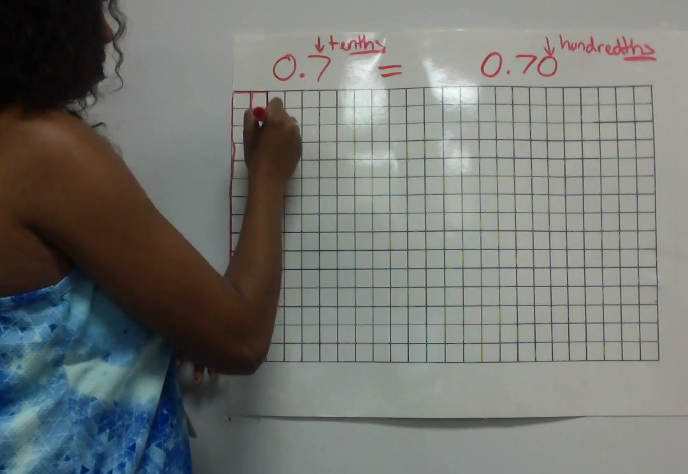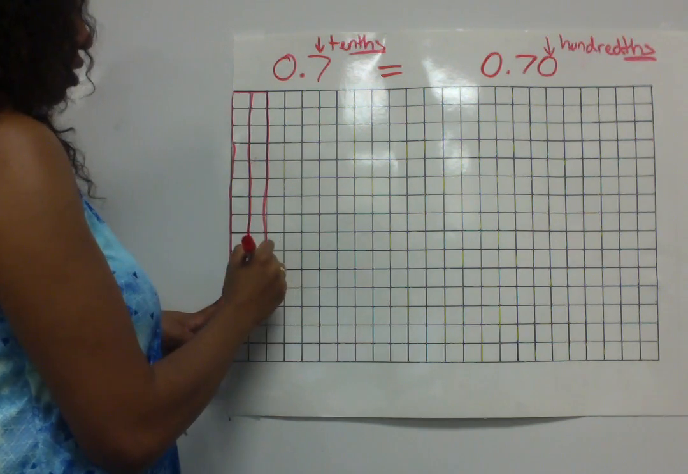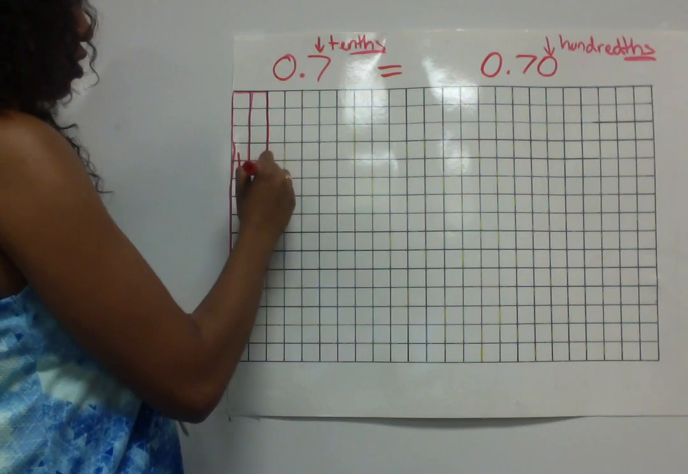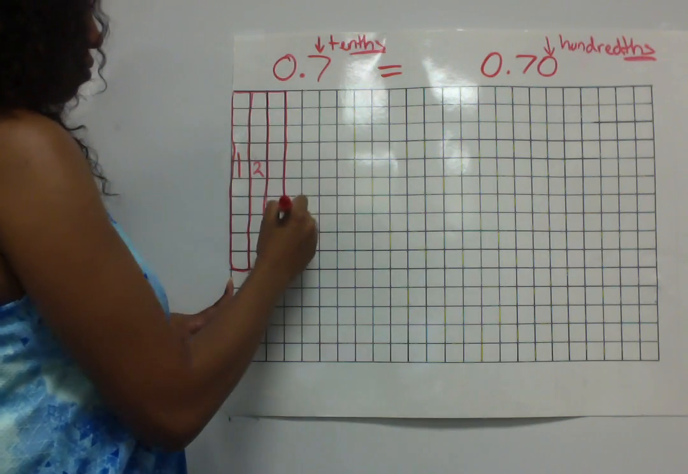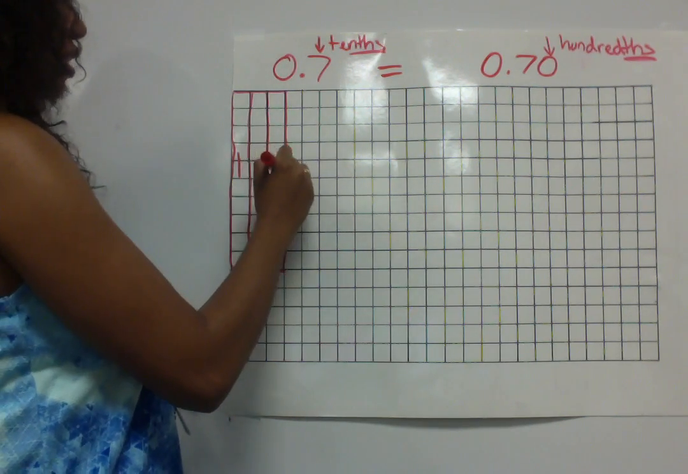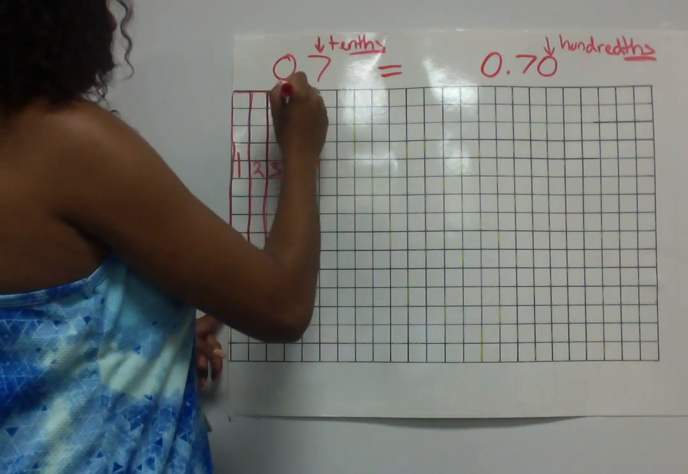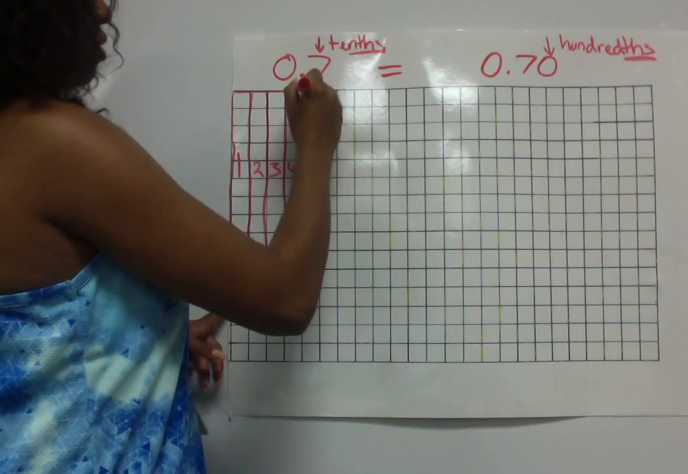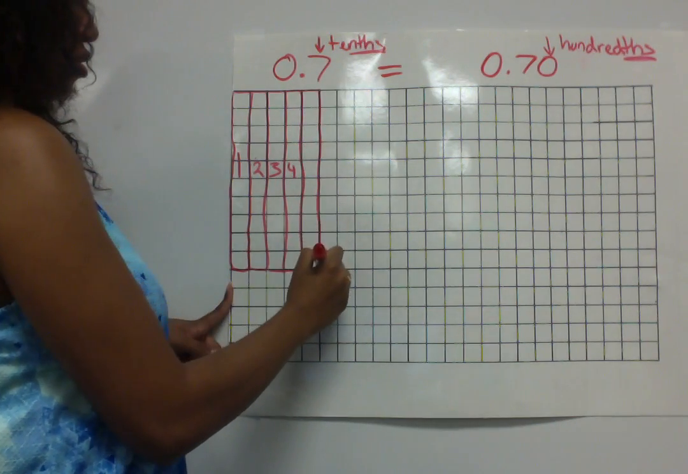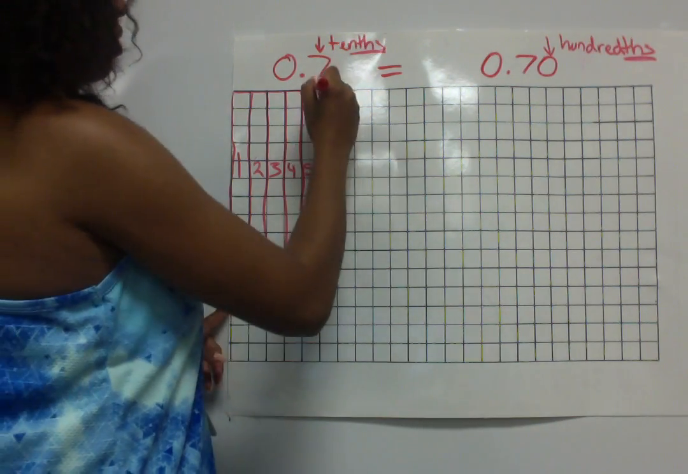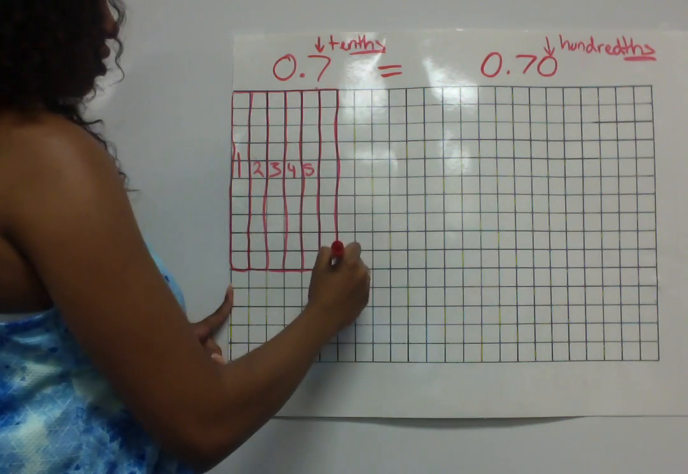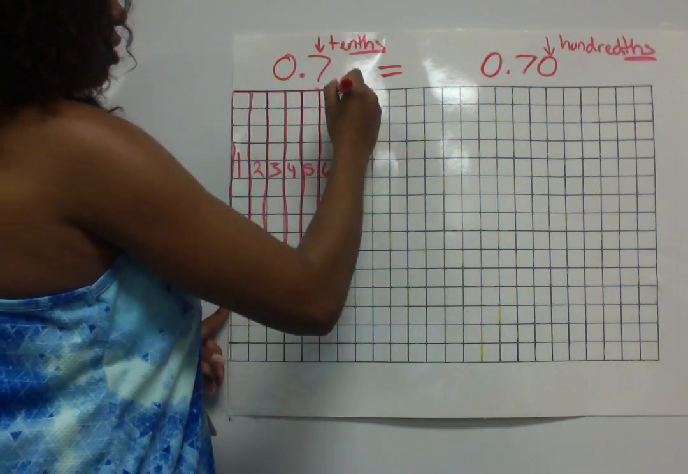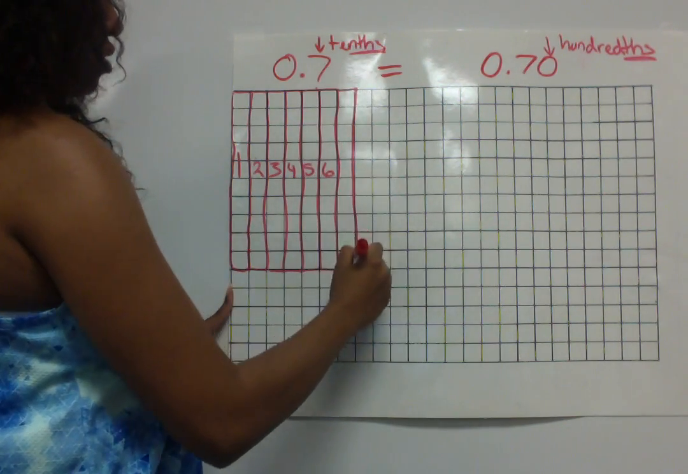2. It's the second stick. So 1 stick, 2. 3. 3 sticks. 4. 5. 6. 7.